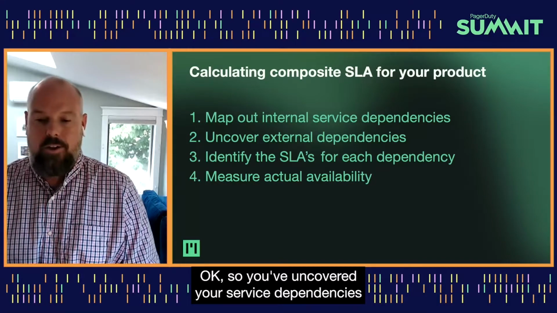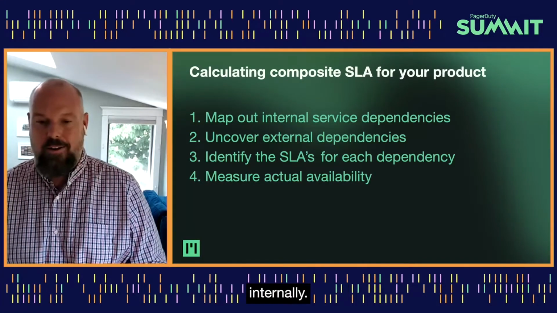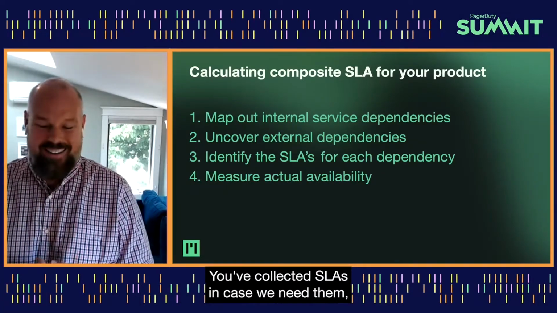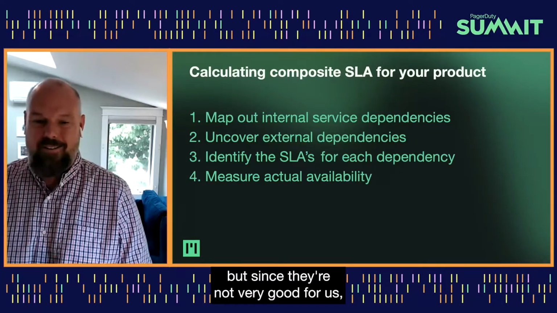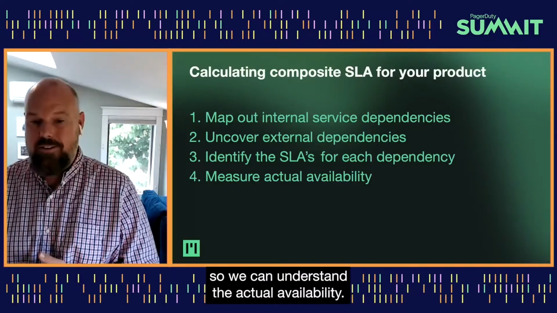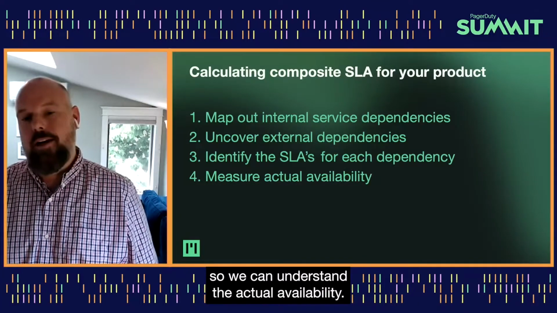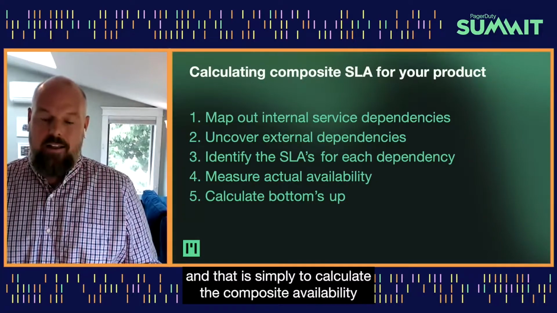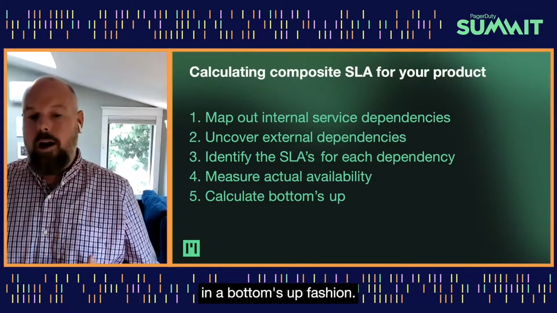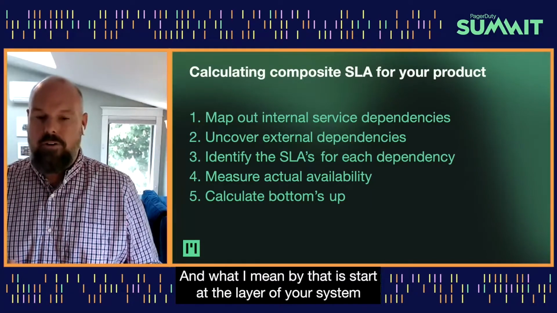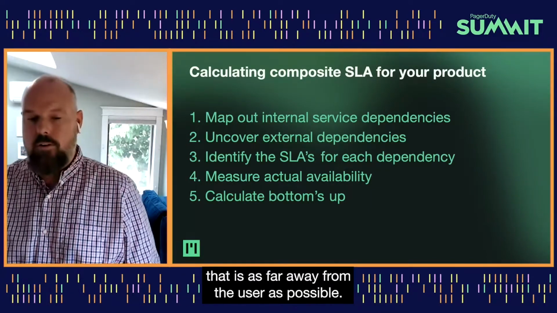Okay, so you've uncovered your service dependencies internally, you've mapped out all your external service dependencies, you've collected SLAs in case we need them, but since they're not very good for us, we started monitoring all of our services so we can understand the actual availability. And that leads us to our last step, and that is simply to calculate the composite availability in a bottoms-up fashion. And what I mean by that is start at the layer of your system that is as far away from the user as possible.